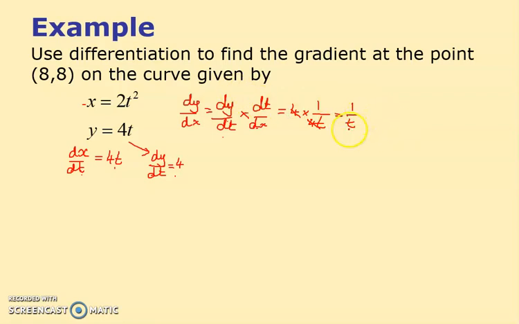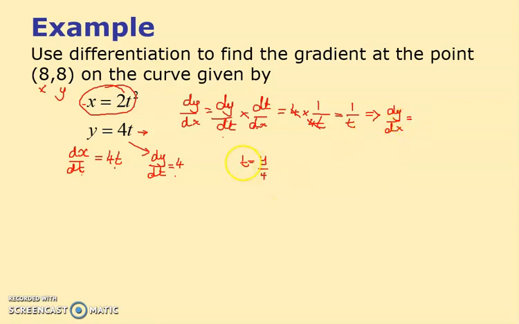Now, 1 over t doesn't quite help me because I need to know what t is. So one way of doing it perhaps is to look at this and say, hang on a bit, I'm just going to write it over here. t, if I rearrange this, is y over 4. So I've got a way now of finding this out. So I can now write dy by dx equals, and I could have used the other one if I'd wanted to. As it happened, it didn't matter because I knew both my x is 8 and my y value is 8 as well. So I could use either.